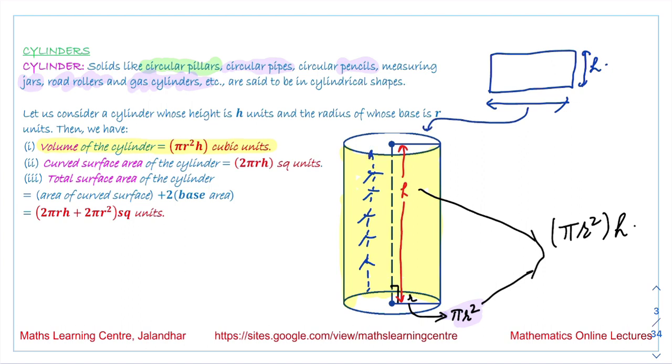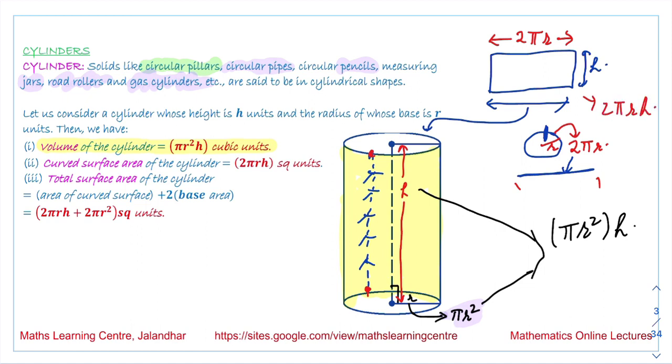We have cut the circle from this point, and it becomes a straight line. What is the length of this straight line? The radius of this circle is r, so the perimeter of the circle is 2 pi r. It means the length of this line is 2 pi r. So when we cut the cylinder along this line, we obtain a rectangular sheet with length 2 pi r. What is the area of this rectangle? It is 2 pi r h, and this is the formula for the curved surface area of the cylinder.